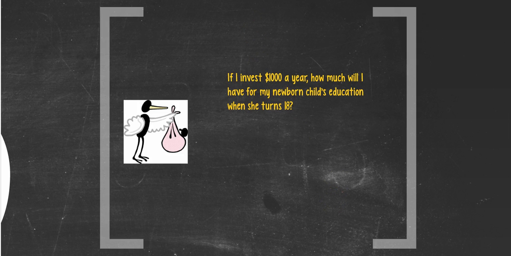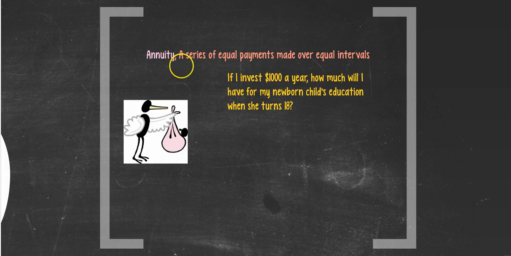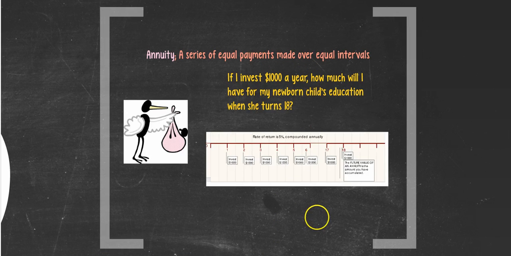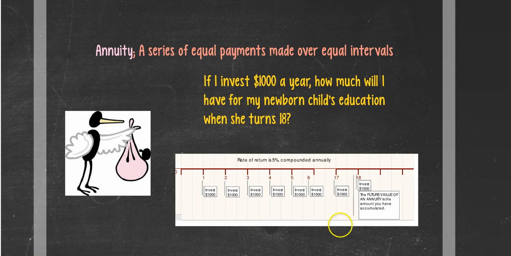Well, this is not just a single sum. This is not just saying I'm investing $1,000 now and letting it grow until she's 18. Now I'm investing $1,000 every single year. And when we have a series of payments, we call it an annuity. An annuity is a series of equal payments made over equal intervals of time. So here's our timeline for the annuity. Our annuity runs 18 years. We make our first payment at the end of the first year. This is called an ordinary annuity.